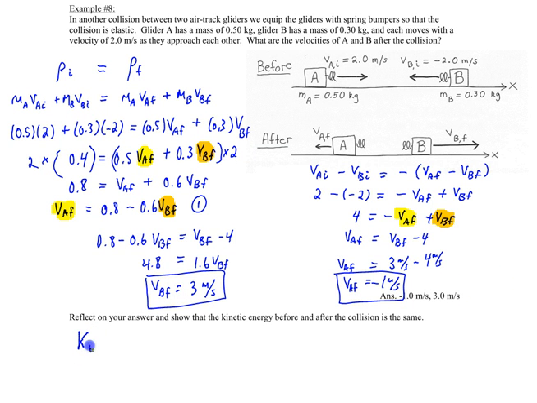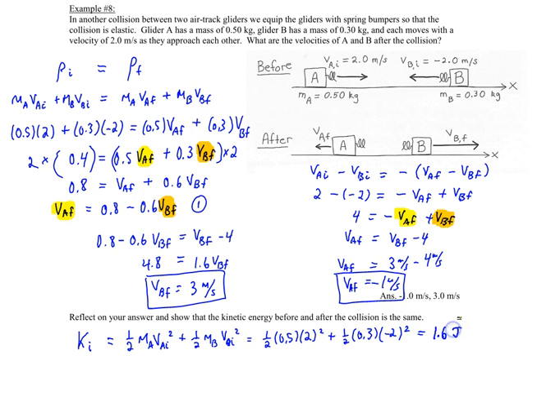So K initially is 1/2 mass A velocity A initial squared plus 1/2 mass B velocity B initial squared. So that's 1/2 times 0.5 times 2 squared plus 1/2 times 0.3 times negative 2 squared, and that's going to give you 1.6 joules. And so now let's go ahead and calculate kinetic energy finally.